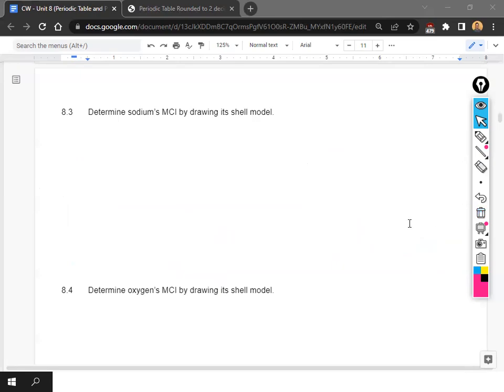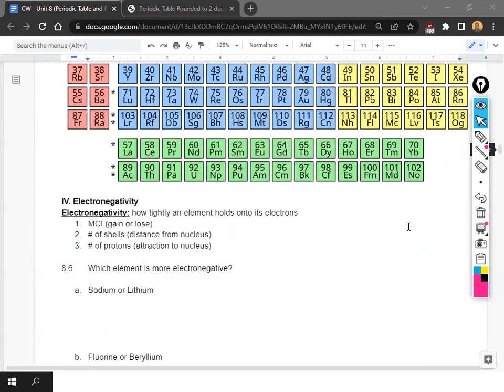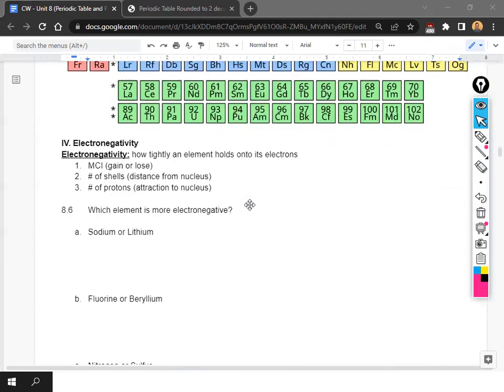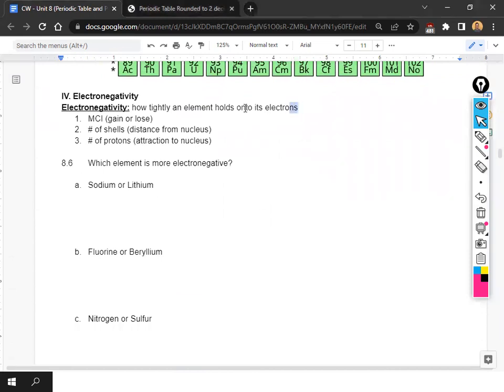Okay. So we are going to be looking at, and this is the trick, the +1, +2 thing. We're going to be looking at something called electronegativity. Electronegativity is basically how tightly an element holds onto its electrons. Basically, how greedy is it? How much does it not want to give away electrons? Basically, how hard is it to steal an electron from this element?